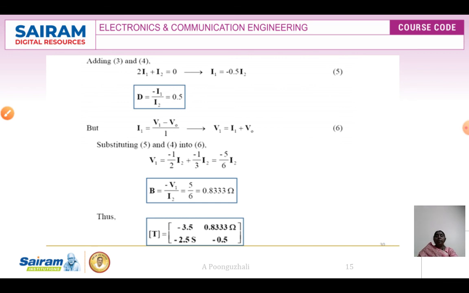Now 2I1 plus I2 is equal to 0, so I1 is equal to minus 0.5 into I2. So D is minus I1 by I2, that is 0.5. I1 is equal to V1 minus V0 by 1, so V1 is equal to I1 plus V0. Substituting equations 5 and 6, we get V1 is equal to minus 1 by 2 I2 plus minus 1 by 3 I2, that is minus 5 by 6 I2. So B is equal to minus V1 by I2, that is equal to 5 by 6. This is your value there. So this is your transmission matrix.